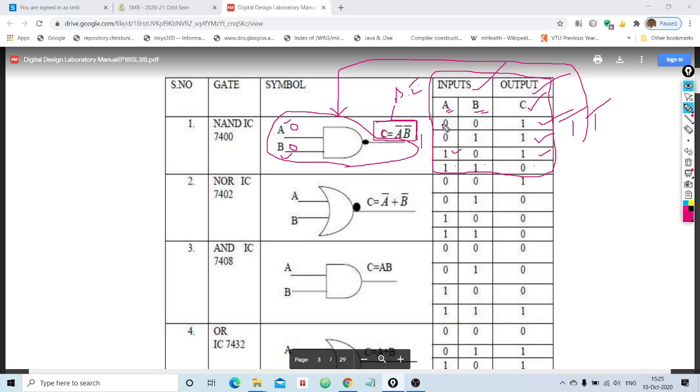Clear? And how many rows there should be in the truth table depends on how many inputs that logic gate will accept. Clear? So since this logic gate is accepting 2 inputs, how many rows will be there in the truth table? 2 to the power of 2. It is nothing but 4. So 4 rows will be there in the truth table.